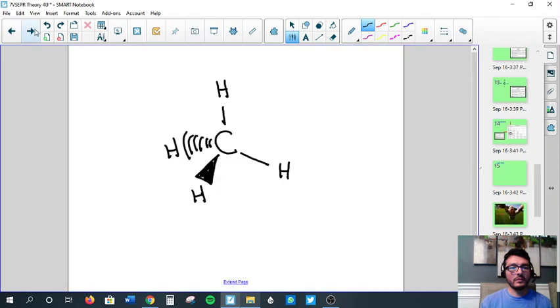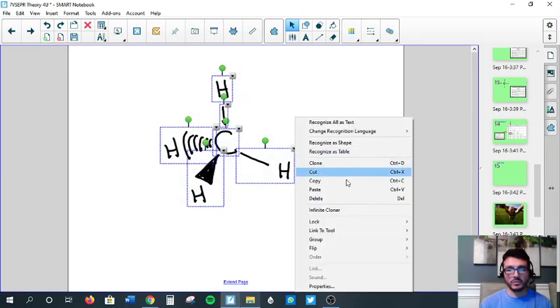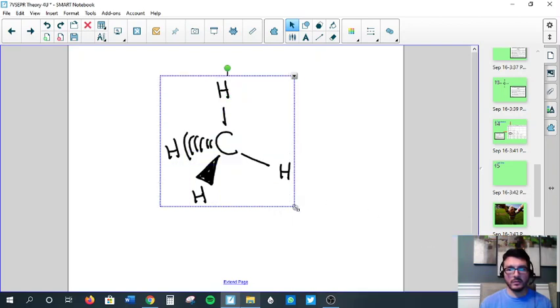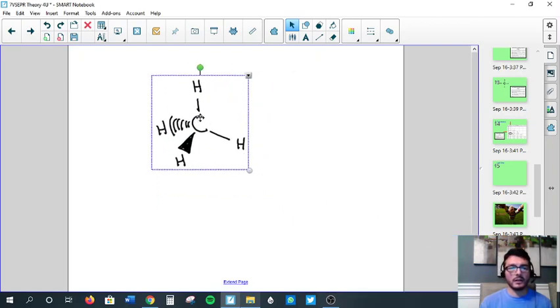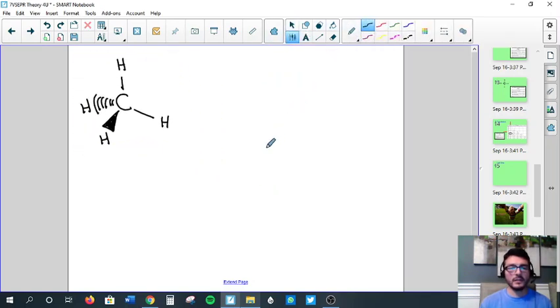This shape, however, can change. If you were to rotate this in different directions and different angles, you get a different shape. Let's see if I can highlight this and make it all just one group. There it is. I'm going to make this smaller, move it off to the side. I'm going to redraw this a different way, but it'll be the same tetrahedral shape. So I'm going to rotate this, let's say this direction, right?